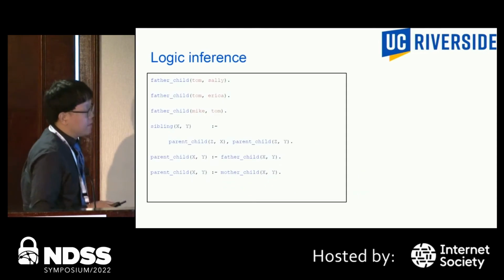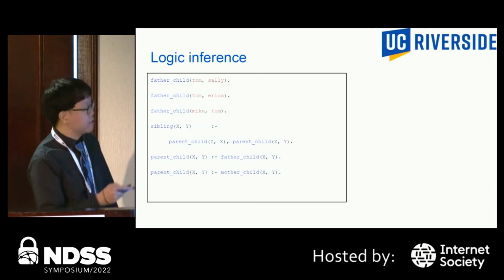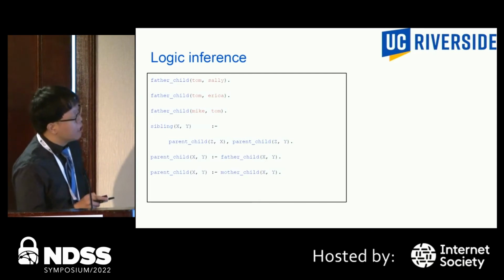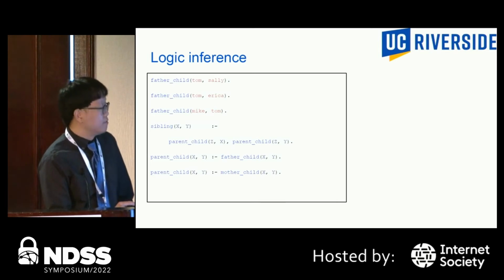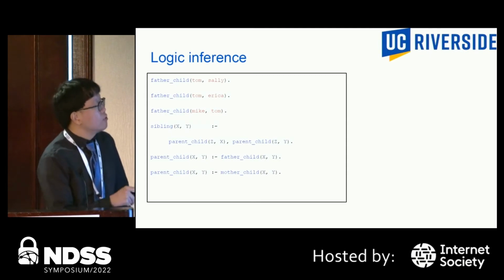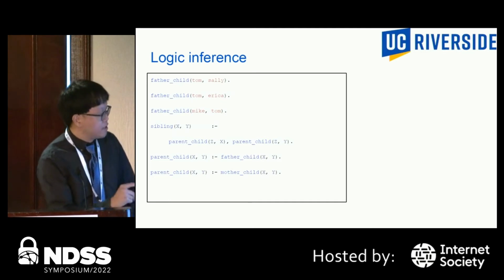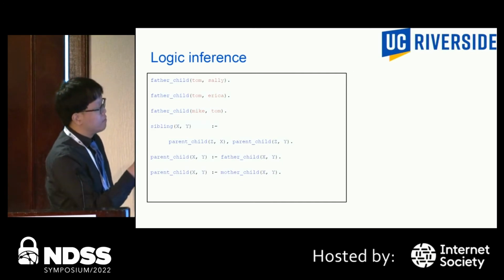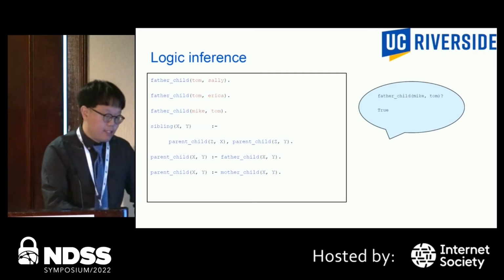The idea of logic inference is quite simple. For instance, here we have a bunch of basic facts in the knowledge base, like Tom is the father of Sally and Tom is the father of Eric. Then we define a bunch of logic rules. For instance, we define the sibling rule to be that these two persons have the same parents. Also, we define the parent-child rule to be that either he is the father of this child or the mother of this child. With the logic rules and the facts, we can then make some queries, such as, is Mike the father of Tom?